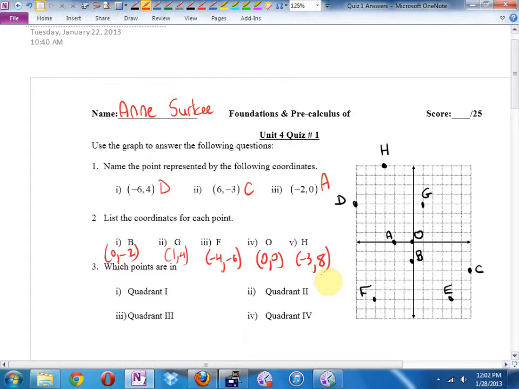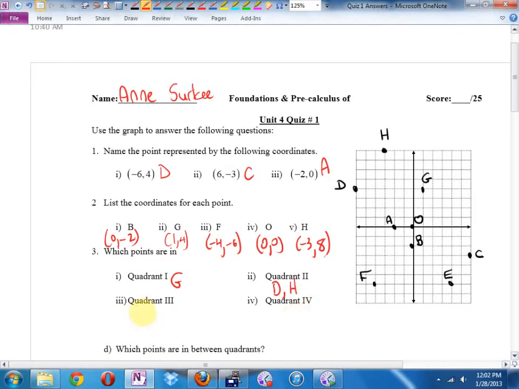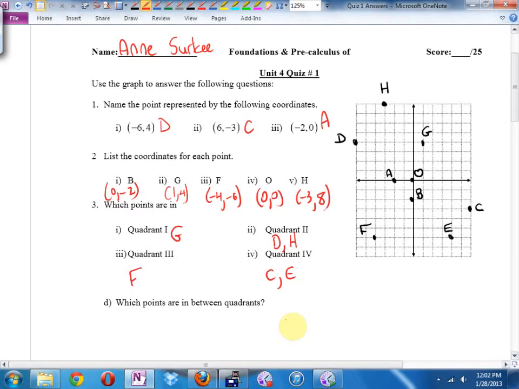What points are in quadrant 1? Only point G. Quadrant 2, D and H, a half mark for each one. Quadrant 3, F. And quadrant 4, point C and point E, half mark each. Which points are between quadrants? A, O, B. Yeah, half mark for each one of those.